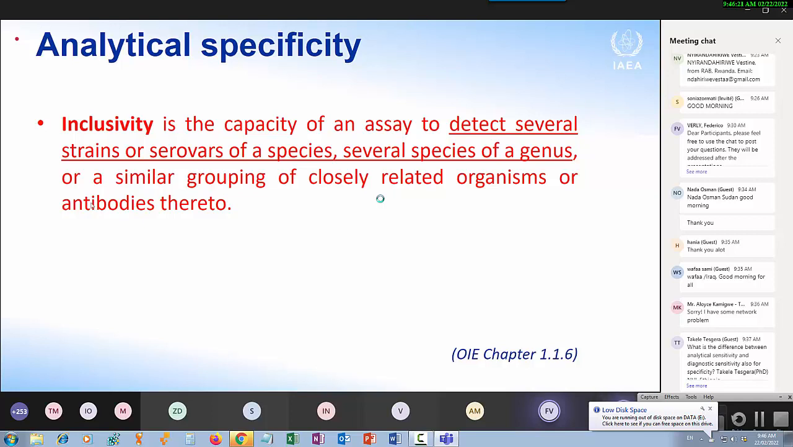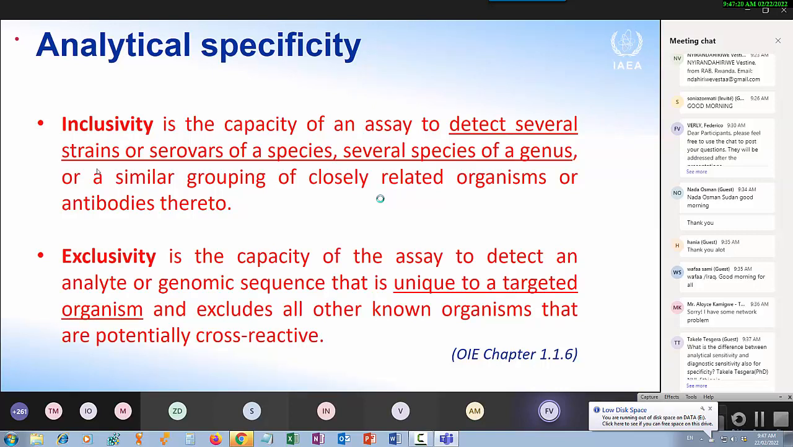On the other side, inclusivity of the assay is the capacity of the assay to detect several strains or serovars of a species, several species of a genus, or a similar grouping or closely related organisms or antibodies thereto. So, unlike selectivity, in which we assess the ability of the assay to detect exactly what it is intended to select, inclusivity means the capability of the assay to detect several strains of several species, and usually we would like to assess these characteristics in assays which are used for screening.